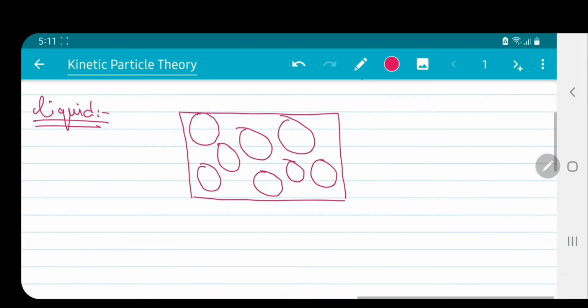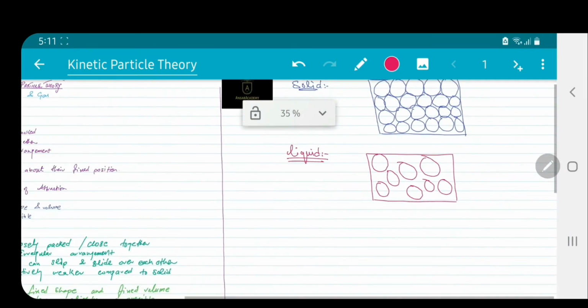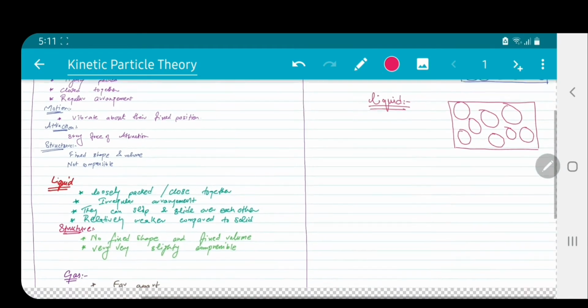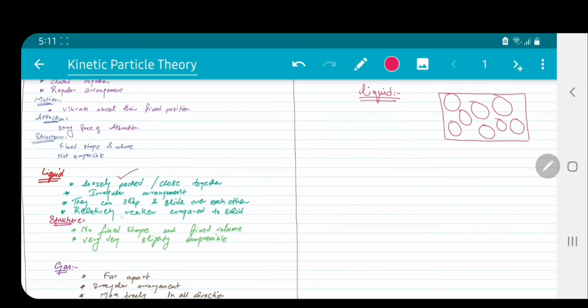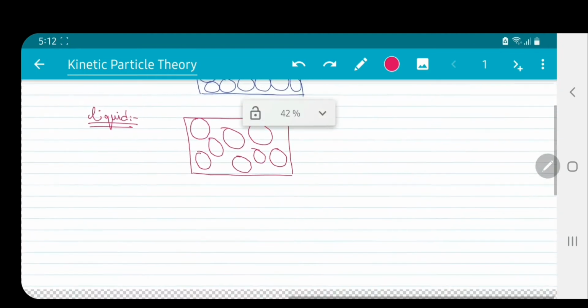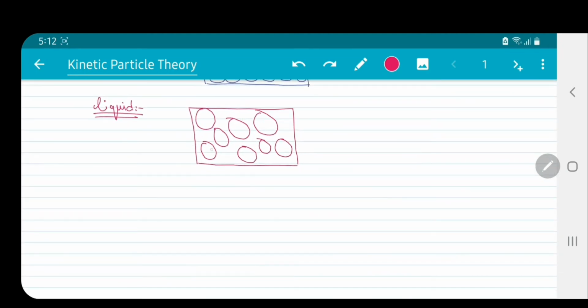So let me draw a liquid structure. For a liquid structure, we also apply the liquid properties in order to draw the whole structure. We know that they are loosely packed, they have an irregular arrangement, and they can slip and slide over each other. As you can see, there is little space between the particles, and moreover they have an irregular arrangement among them.